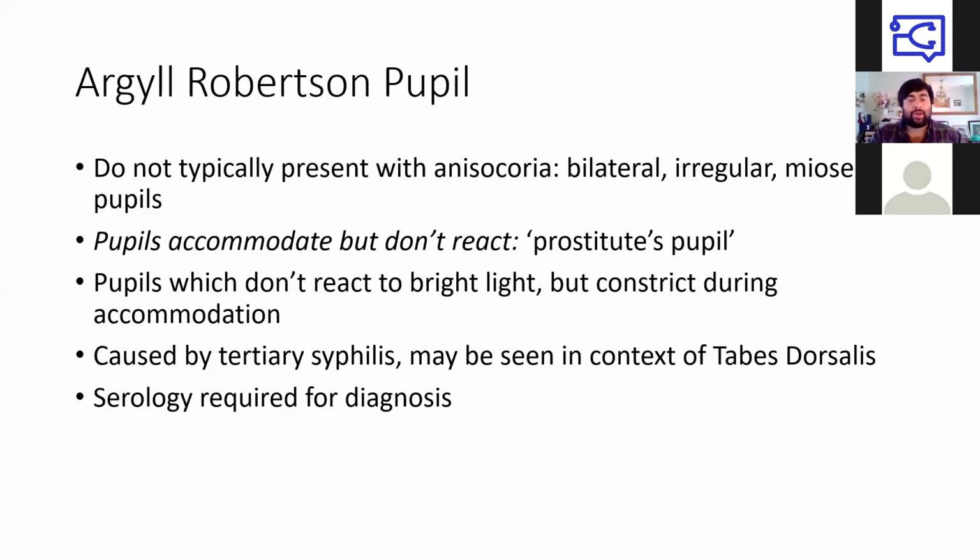I think this is the last bit on anisocoria, but just about the Argyll Robertson pupil. So essentially, these aren't really patients that present with anisocoria. That's not how you'll see it in an SBA. They'll have bilateral, irregular, miosed pupils. So they'll be tiny, pinpoint pupils. And this is called the prostitute's pupil, quite crudely named so. And the reason is because these pupils accommodate but don't react.